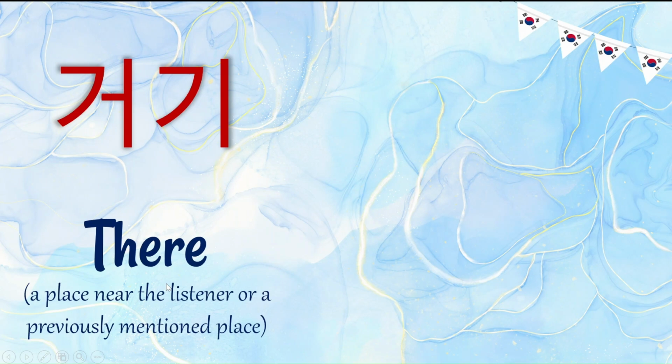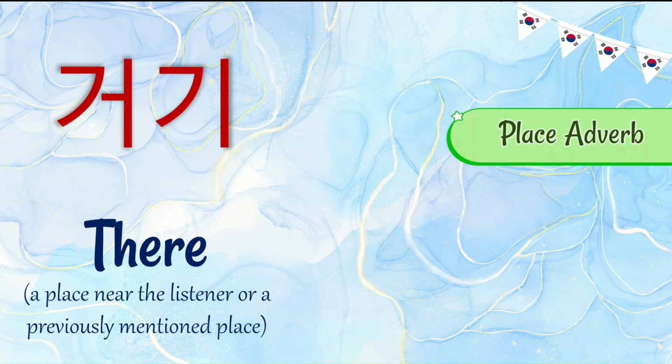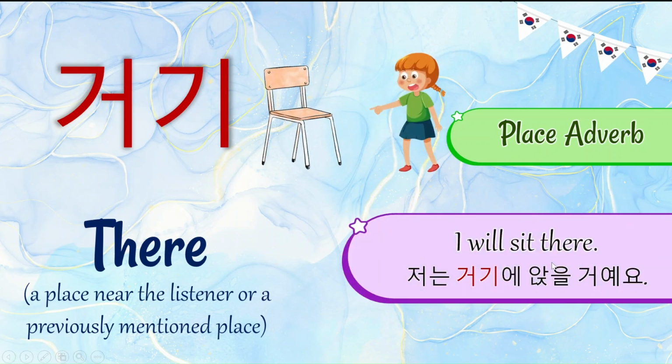For here, we used 여기. For there, we use 거기. Okay, so as we're talking about place with the help of this adverb, it becomes a place adverb. Very easy. Now let's look at this example sentence. I will sit there. Here, a person is pointing at a chair that is kept near the person. So in this sentence, you are going to use 거기 to indicate there. So in Korean it becomes 저는 거기에 앉을 거예요.